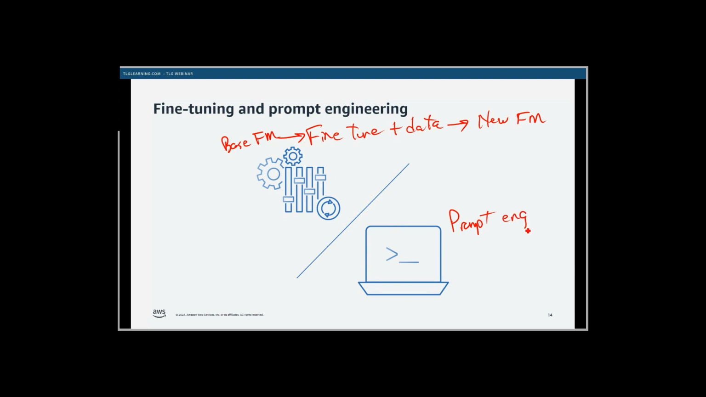With prompt engineering, how's that different? You are not modifying the foundation model in this case. You're not modifying the FM. You don't need to provide an additional set of data because we're not doing any training. All you're doing is learning the best practices, the techniques for how you phrase and present the question or the task to the model, allowing you to get the best results.